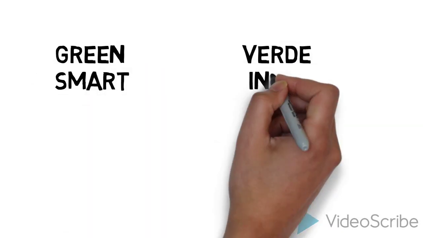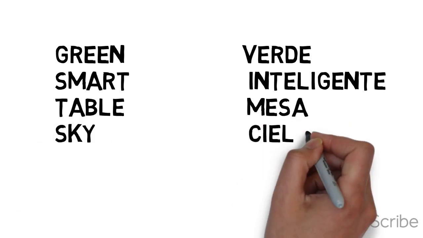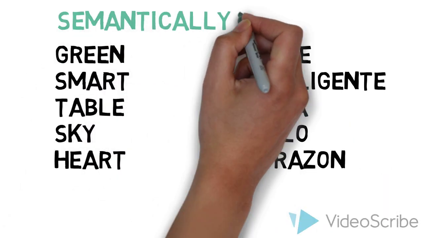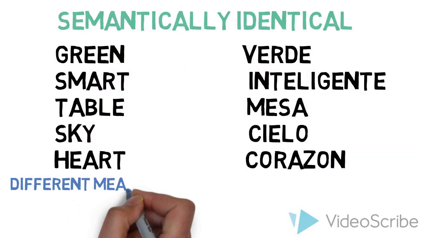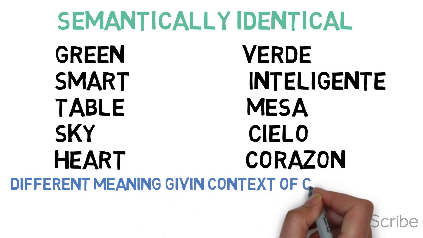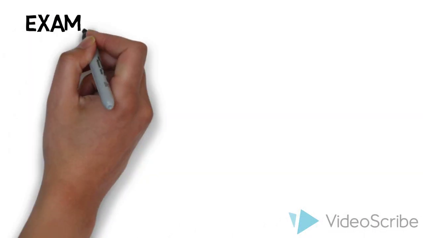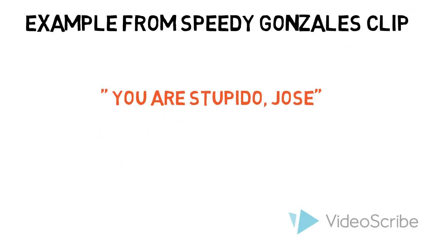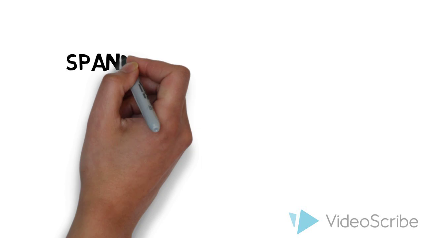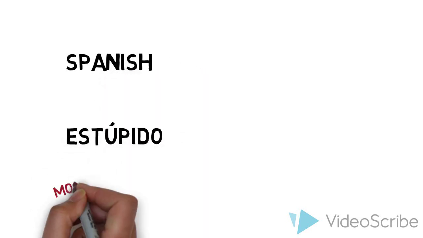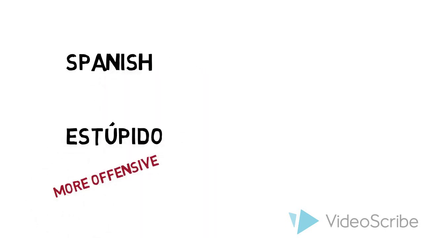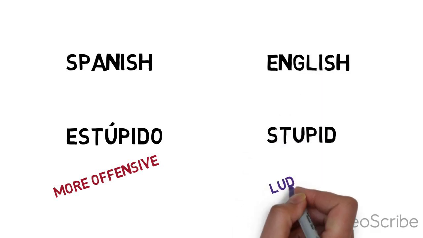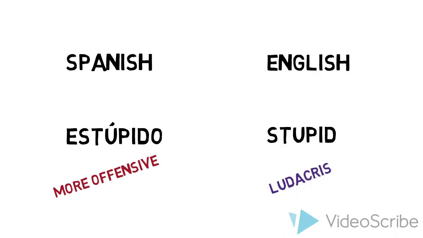Although an English word and a Spanish word may be semantically identical, the two sentences may have a completely different meaning depending on which language you choose to switch to. The sentence from the Speedy Gonzales clip, "You are stupido, Jose," is an example of this. The Spanish word for stupid has a more offensive meaning as an insult, where the English word has more of a ludicrous meaning. By using Spanish, he is making the statement more offensive than if he just used English.